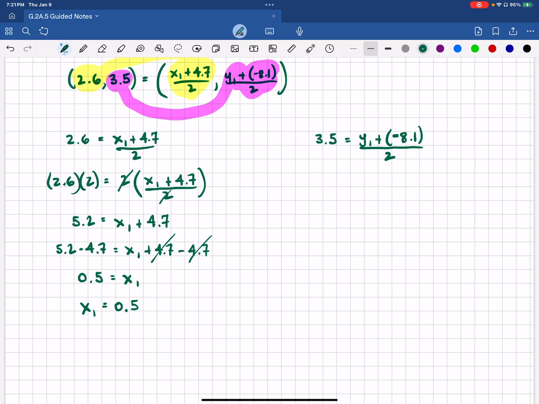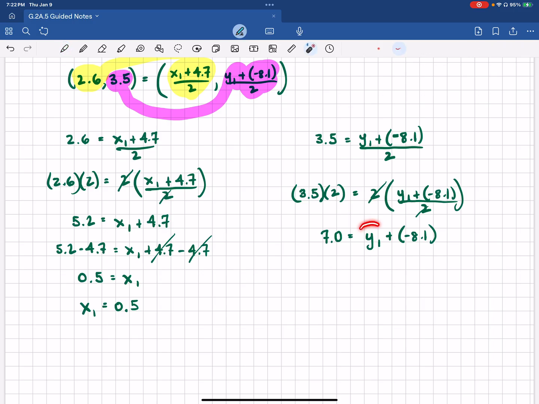Now I'm going to move to the y's. I'm going to do that exact same process that I used on the left side. I'm going to use it over here. So I'm going to multiply both sides by 2 because I want to get rid of that denominator. So I get 2 times y1 plus a negative 8.1, and all of this is going to be over 2. 3.5 times 2 is 7. The 2's cross out, and I get y1 plus a negative 8.1.